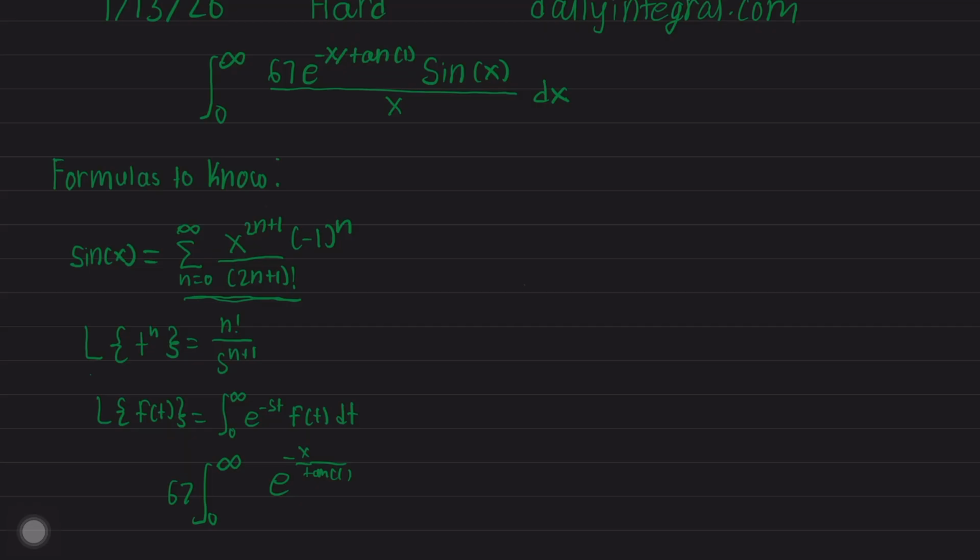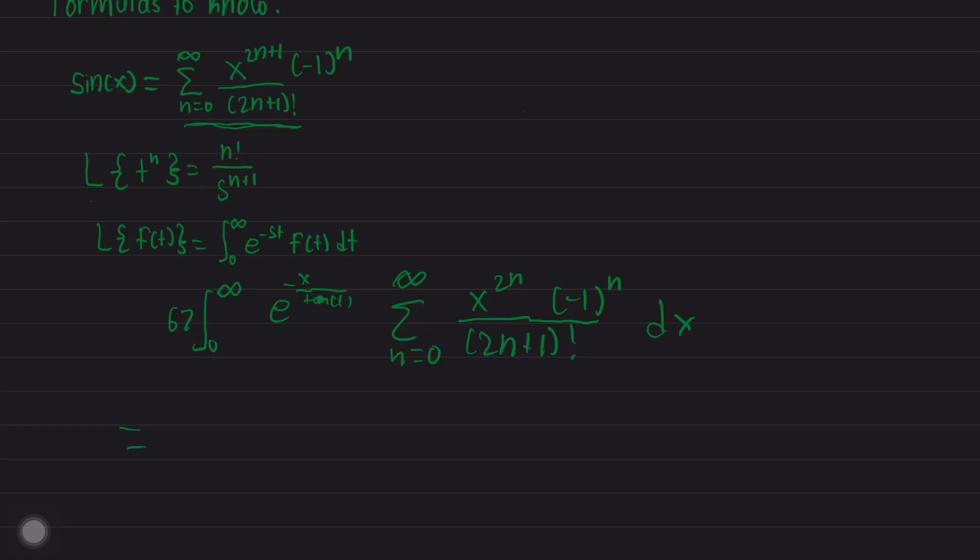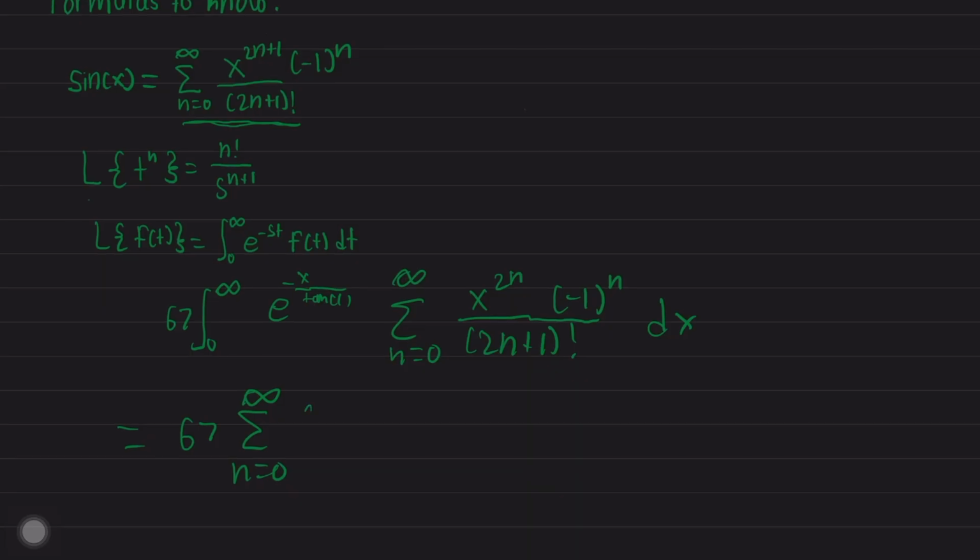We can use this summation, n equals 0 to infinity of x to the 2n. One of the x's is divided, so we have x to the 2n plus 1 factorial times negative 1 to the nth, dx. Now what we'll do is we'll interchange the order of summation and integration. And then we can take out the negative 1 to the nth and 2n plus 1 factorial since they're independent of x.